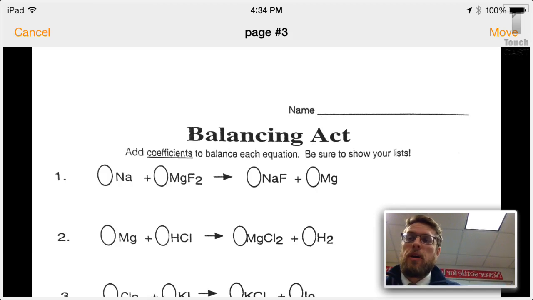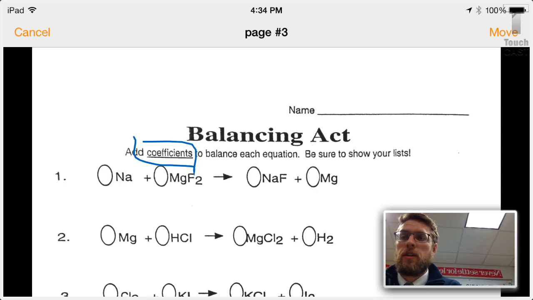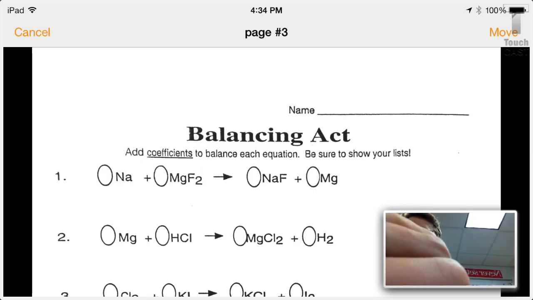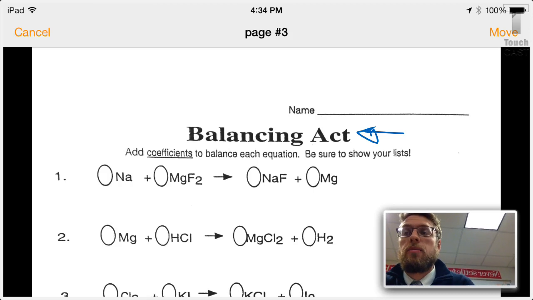Remember, just a quick reminder, you can always add coefficients to balance equations, but you can never change the subscript. The small numbers need to stay the same. Okay, go ahead and turn to your balancing act page in your binder and pause the video if you need a second to get that out because we're going to be working on this page.